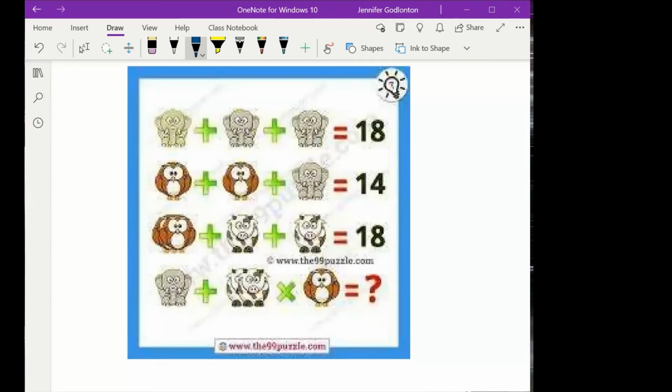All I did was I said 18 divided by 3, which gave me 6. Good. And then I said 14 minus 6, which gave me 8. And then I said 8 divided by 2, which gave me 4. Good. And then I saw that there were 2 owls, so I said 4 plus 4 is 8. Good. So then I said 18 minus 8 is 10. And then I said 10 divided by 2 is 5. Excellent. And then for the last one, I said the elephant is 6. So then I said 6 plus 10 times 4.